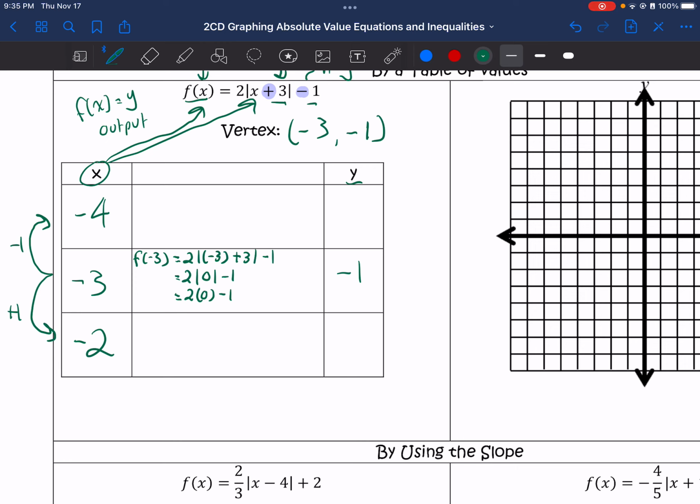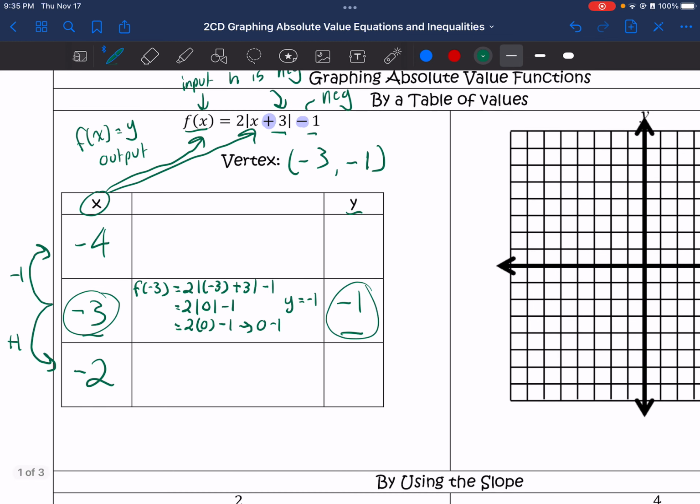So now we get 2 times 0, which is 0, meaning we get 0 minus 1, giving us y equals -1. So we just reaffirmed that when x is equal to -3, our y is going to equal -1. We already knew that from finding our vertex, but it's a good way to check. So now we are going towards the negative side. Let's start with the negative side first. So we're going to plug in -4 into our equation.